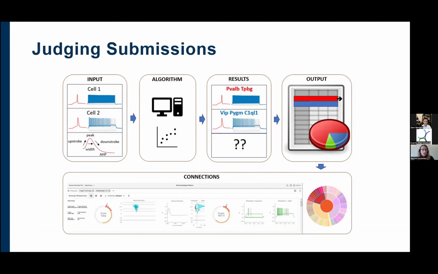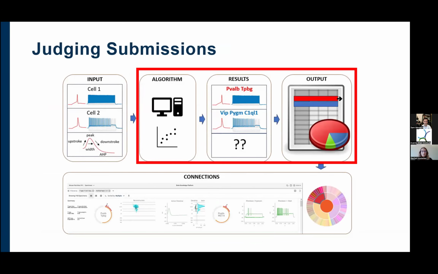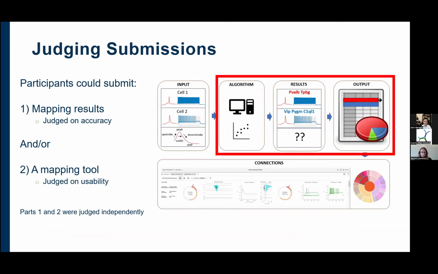And what did we do as part of the data challenge at the Institute? So we were also in charge of judging submissions. So judging the algorithms created, how accurately they were able to do the mapping, how accurate they were to the original authors of the mystery papers, and if they created a tool, how user-friendly was that tool? And these were 2 different parts. So participants could either submit just their mapping results, or they could submit a tool as well. And some people submitted one or the other, some submitted both, and both parts 1 and 2 were judged independently. How accurate were you able to map these data sets? And then if you created a tool, how user-friendly is it?